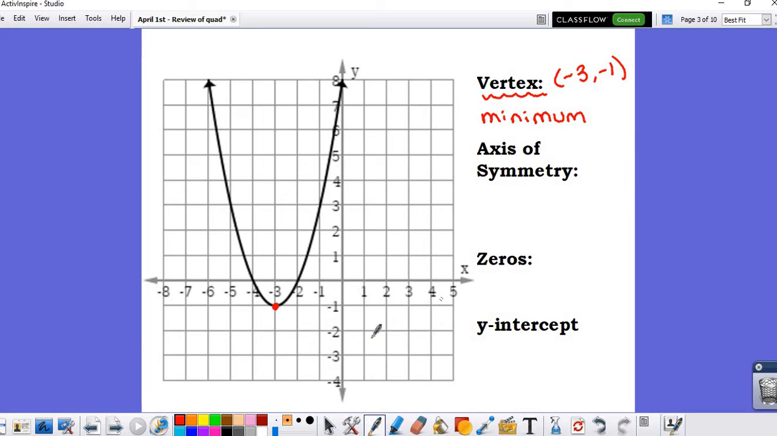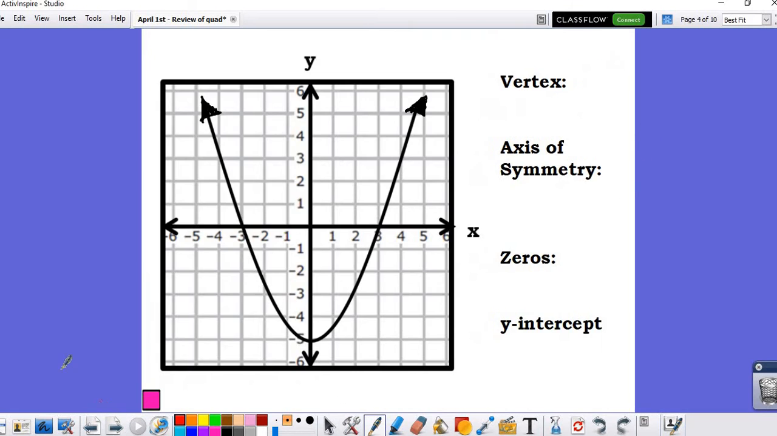And I have one more. Okay, the last graph. Again, I'm going to ask you just for the vertex. And so remember, the vertex is the middle point, here it is 0, -5. Is that a minimum or a maximum? And since it's at the bottom of the graph, it would be called a minimum.